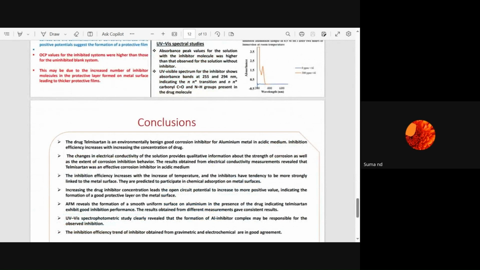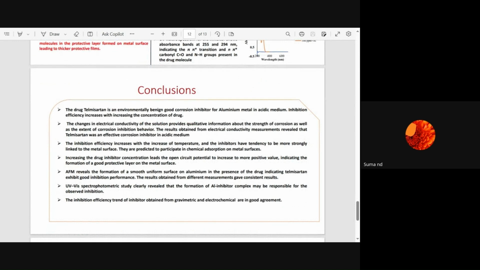The conclusions: the drug telmisartan is an environmentally benign and good corrosion inhibitor for aluminium metal in acidic medium. Inhibition efficiency increases with increasing concentration of the drug. The changes in electrical conductivity of the solution provide qualitative information about the strength and extent of corrosion behavior. The results obtained from electrical conductivity measurements revealed that telmisartan was an effective corrosion inhibitor in acidic medium. The inhibition efficiency increases with increase of temperature.